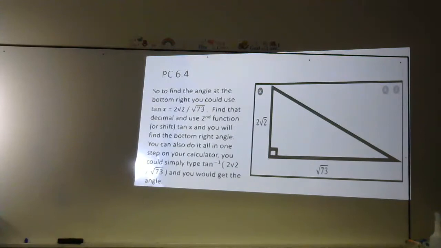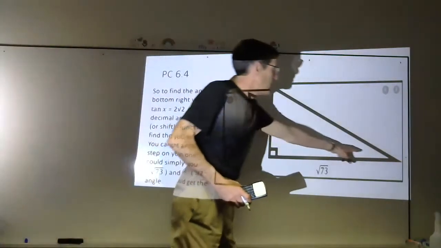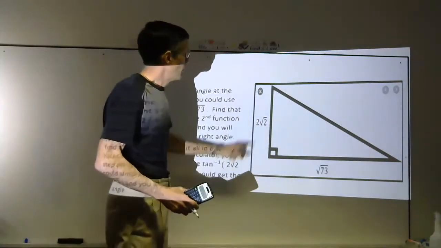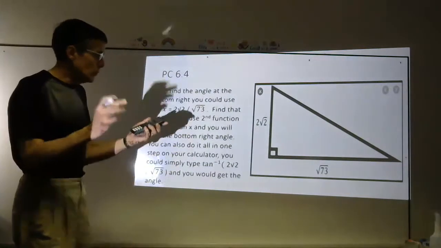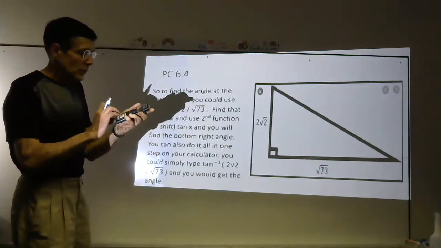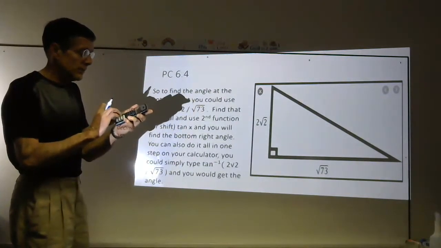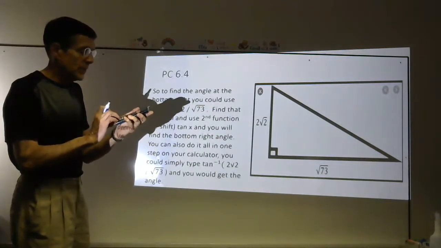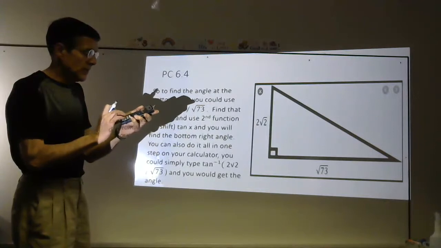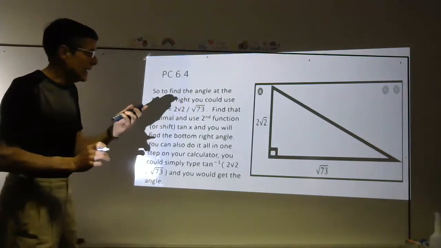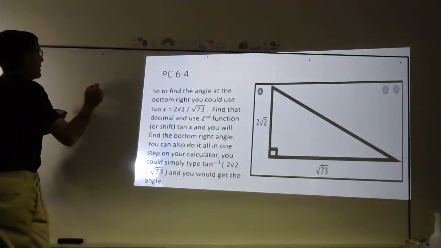All right, so here is a tangent problem. Suppose you want to find the angle at the bottom right, over there. We know the tangent is 2 root 2 over root 73. You could do that as a decimal. You could take 2 times root 2, get that answer, and divide by the square root of 73, and I get a decimal, 0.3310.